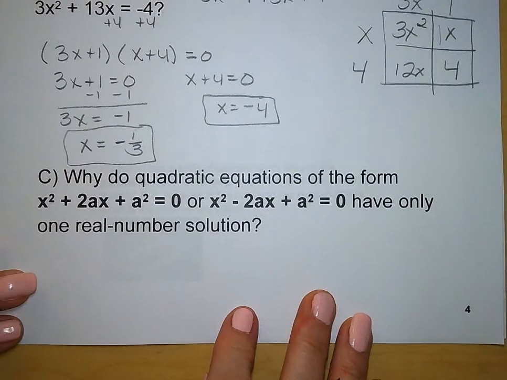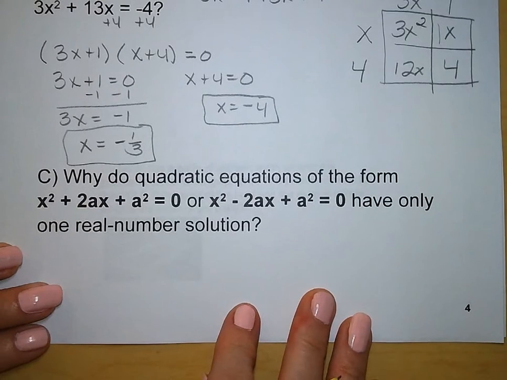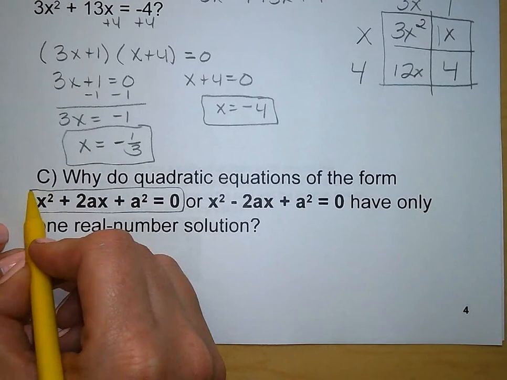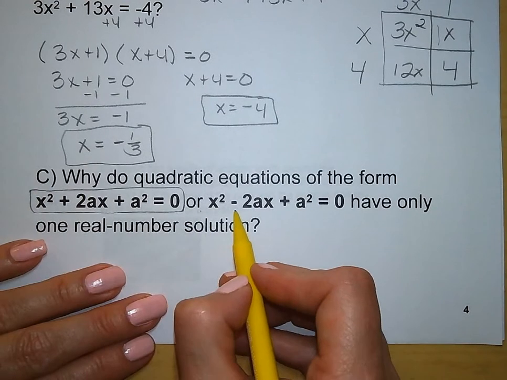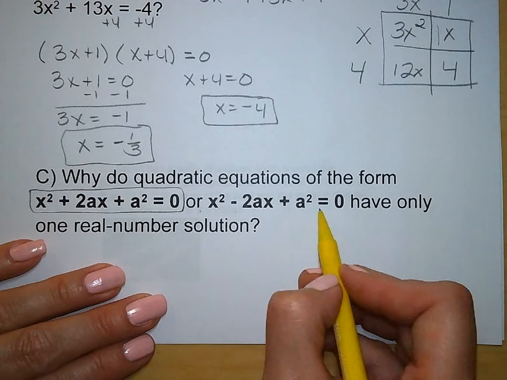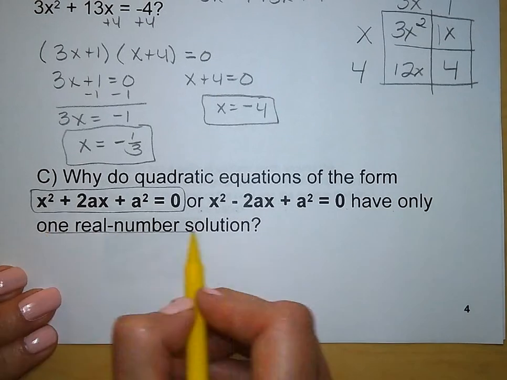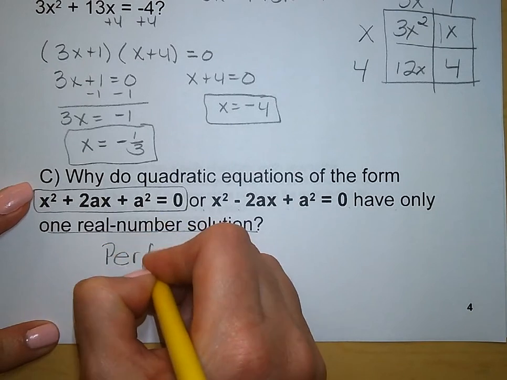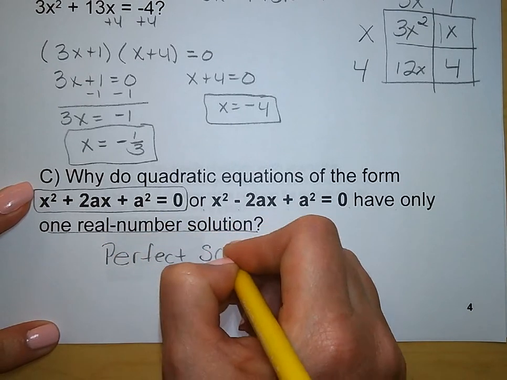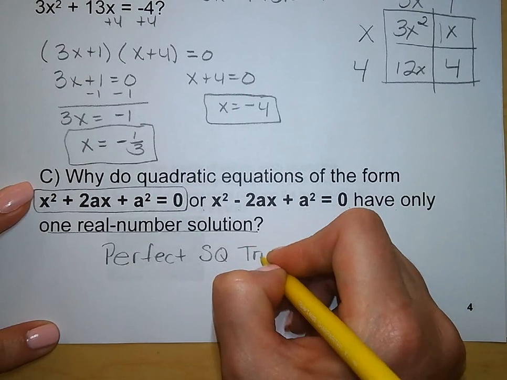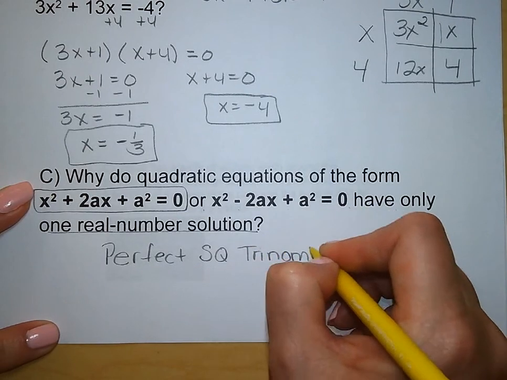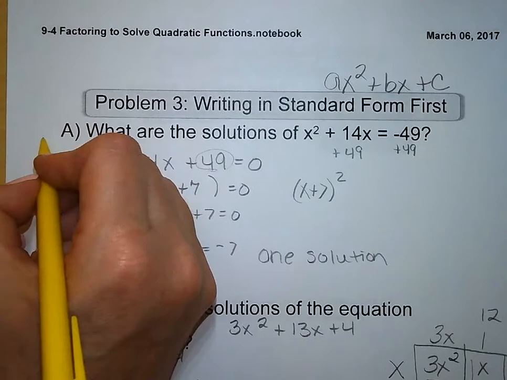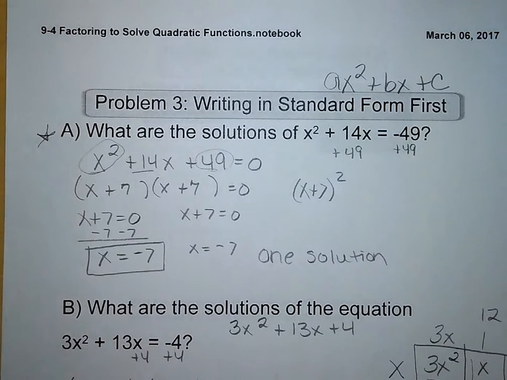Our last question: why do quadratic equations in the form x squared plus 2ax plus a squared equals 0, or x squared minus 2ax plus a squared equals 0, have only one real number solution? And that's because they are perfect square trinomials. There is only going to be one binomial factor there, because they're both going to be the same. They are perfect squares. So when we have a perfect square trinomial, one solution.